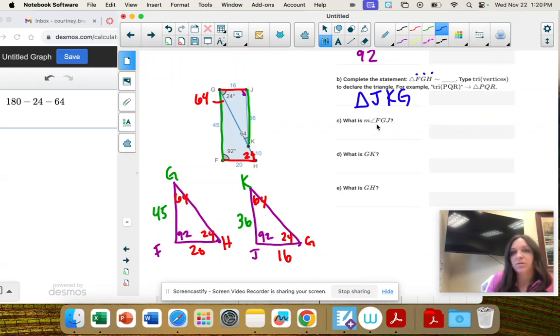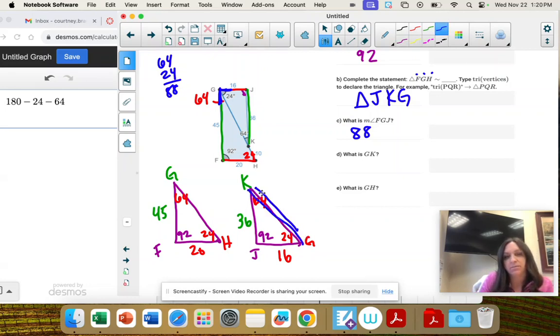So our next question goes, well, what's F to G to J? So what's this angle? Well, I'm going to add them, right? 64 plus 24 is 88. Okay, what is G to K? So what is this side length? If I call it X, how can I figure that out? And then I want to know G to H as well. So I'm going to want to know the whole way.